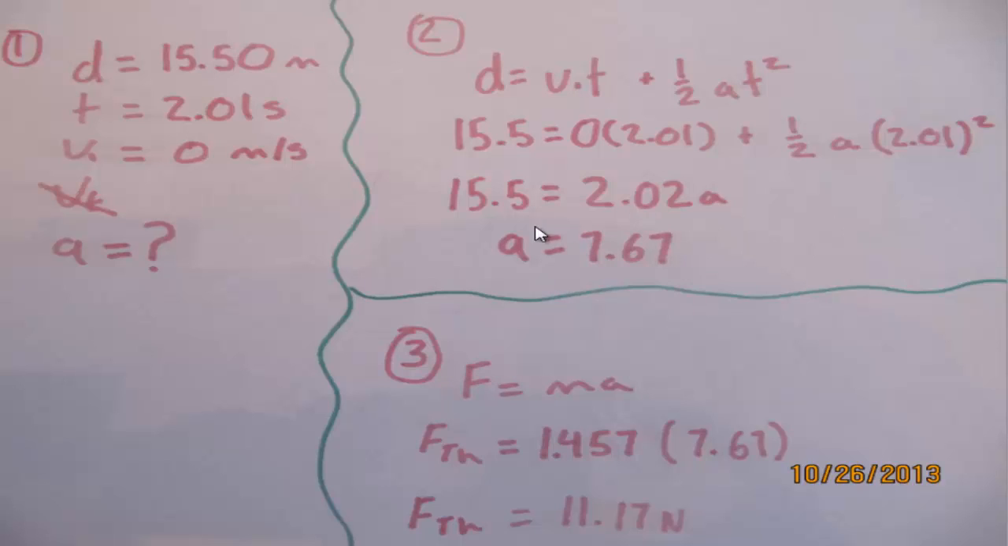However, with this information gathered here, we can go on to calculate the force of thrust on the car using Newton's second law. The mass of the car is 1.457 kilograms and the acceleration of the car is 7.67 meters per second squared. The final thrust that comes out to be is 11.17 newtons. This is 11.17 newtons of constant thrust on the car.